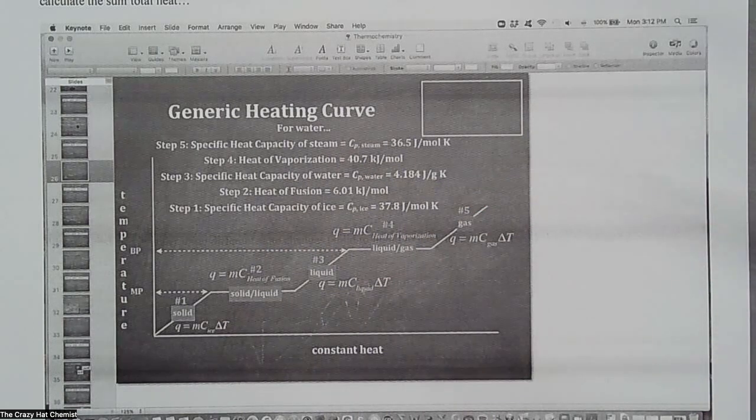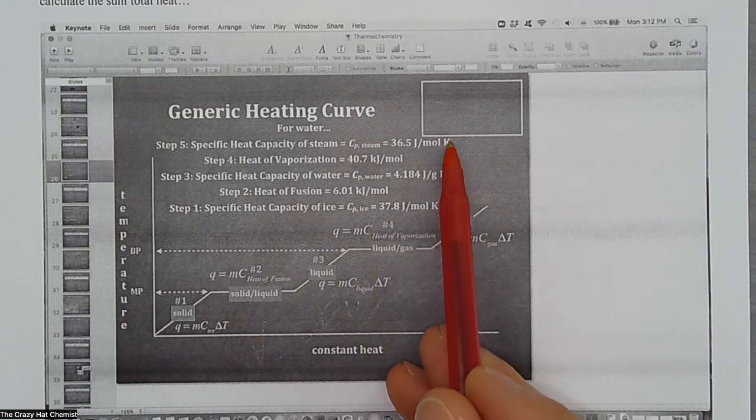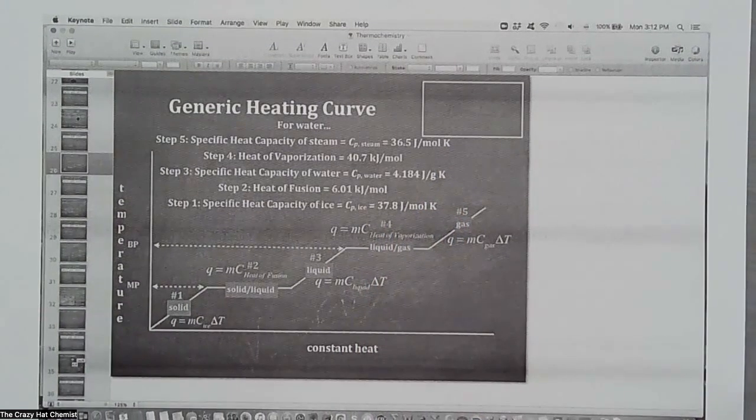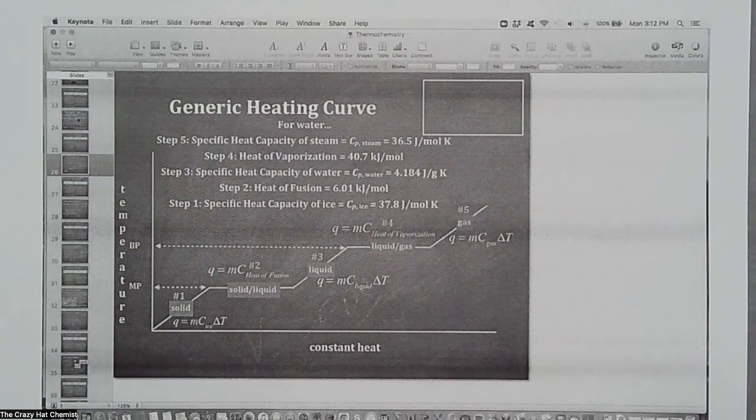And then one other thing, I do have these in Kelvin, but I do need you to understand that the change in temperature for Kelvin and the change in temperature for degrees Celsius is the same. Since the interval for the Kelvin and the degree Celsius scale is the same, that means that the change in temperature will be the same.